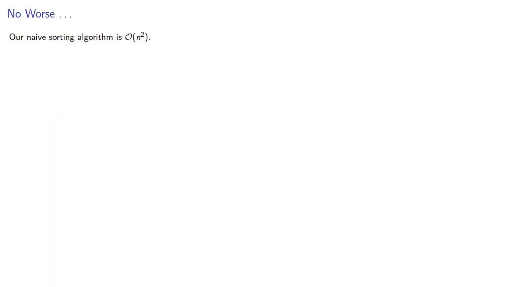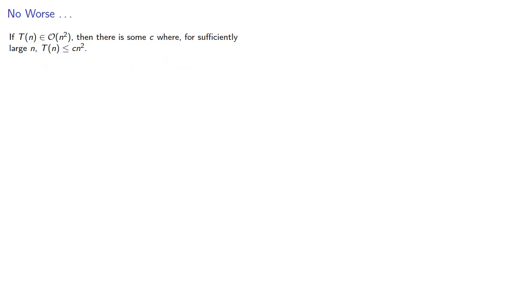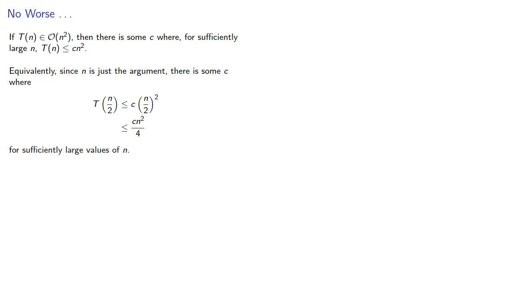So our naive sorting algorithm is big O of n squared, so we might begin by assuming that T(n) is also big O of n squared. If we succeed, this means that merge sort is no worse than naive sort. So if T(n) is big O of n squared, then there's some c where for sufficiently large n, T(n) is less than or equal to cn squared. Equivalently, since n is just the argument, that means that T(n/2) will be less than or equal to c(n/2) squared for sufficiently large values of n.